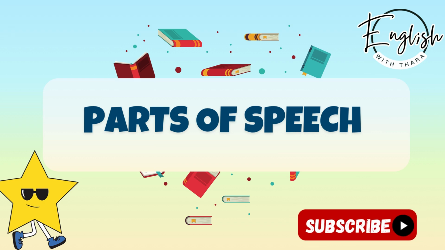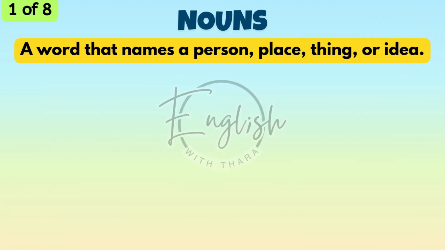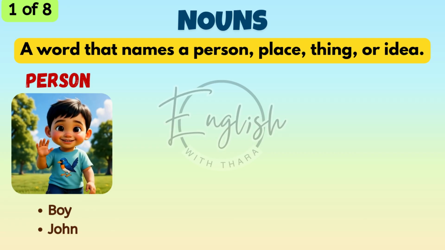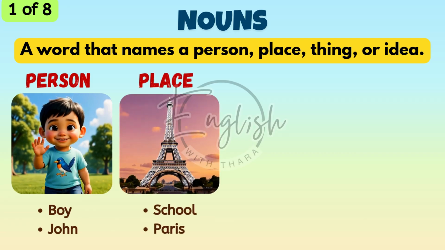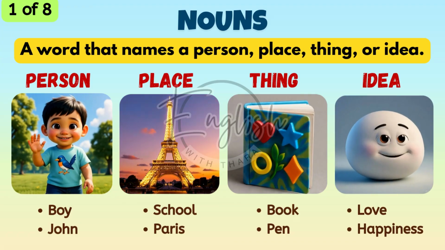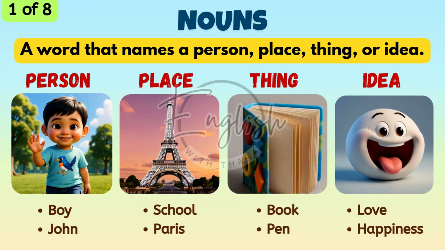Hey everyone, let's learn all parts of speech in under 9 minutes. Let's start with nouns. These are words that name a person, a place, a thing, or even an idea. For example, a boy or John is a person. A school or Paris is a place. A book or pen is a thing. And words like love or happiness show ideas.